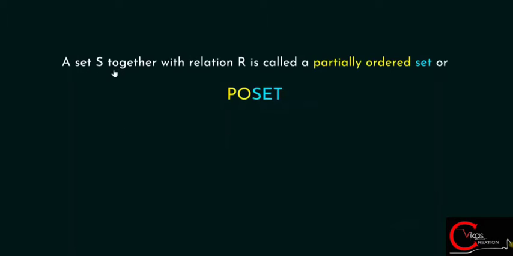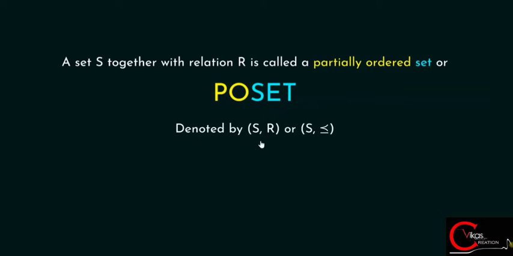Now, a set S together with relation R is called a partially ordered set or Poset. Very, very important. A set S together with relation R is called a partially ordered set, or we can also say that it is a Poset. Obviously, it is a short form of partially ordered set. Here P means partially, O means ordered, and set means set. It is denoted by (S, R), or sometimes we use this symbol to denote relation R.